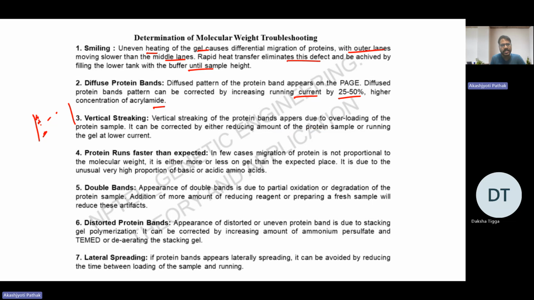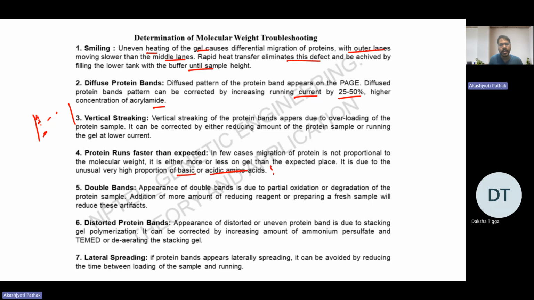Proteins run faster than expected. This actually depends on the property of your protein. If your protein has a large number of negative charges or a large number of positive charges, then you will never get your protein band at the intended molecular weight. Either it will come above its molecular weight, or its mobility will be different in the gel. Okay. So it is due to a high proportion of basic or acidic amino acids.